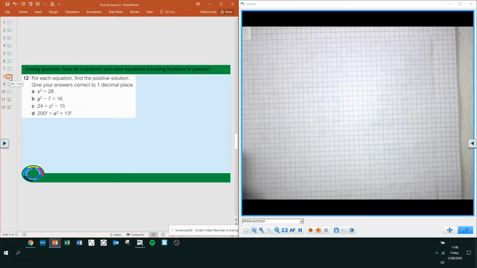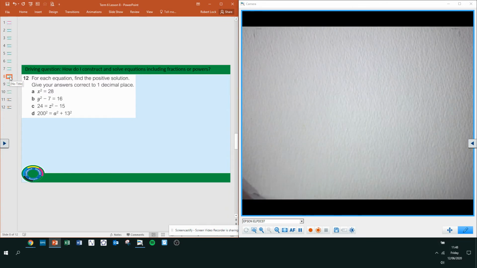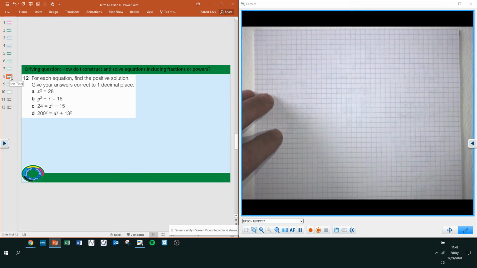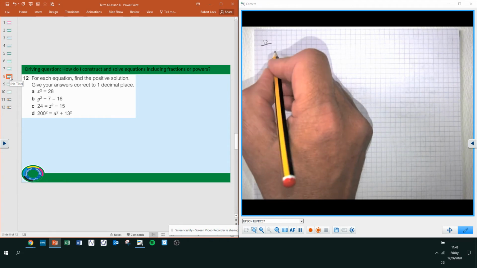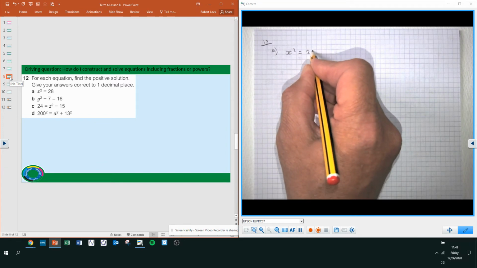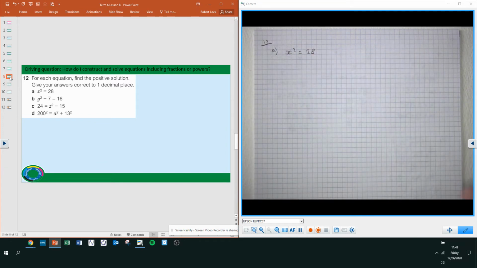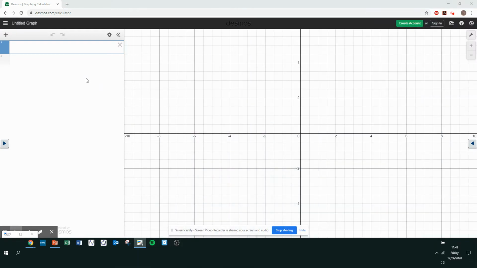For each, find a positive solution and give your answer to the correct one decimal place. Now, I don't know if it'll work or not in a minute. So, 12a, x squared equals 28. x squared equals 28. If you don't have a calculator and you're using a computer, surprising, then you can always use something called a graphic calculator. No calculator, find my keyboard.